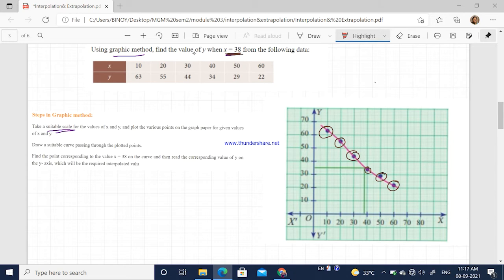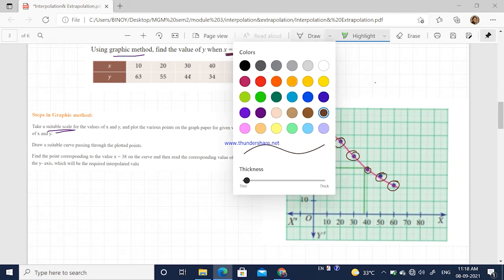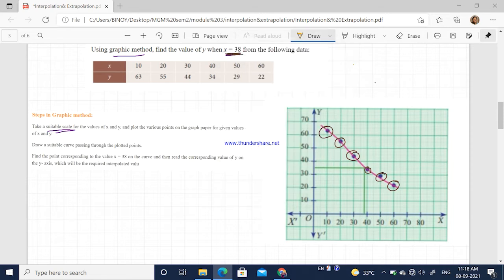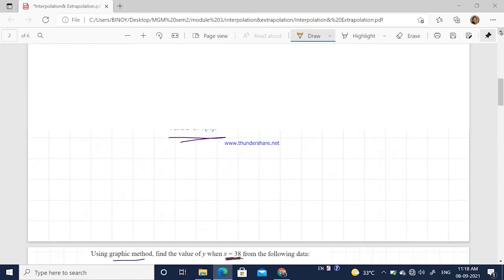So your question was, if the value is 38, you need to find the corresponding y value. We have drawn the green line which is moving up to the dotted line. So this is your 38. X is equal to 38, and the corresponding y value is found by joining perpendicular to this line, intersecting the y value, and this is 35. So when x is equal to 38, the corresponding y value is 35.